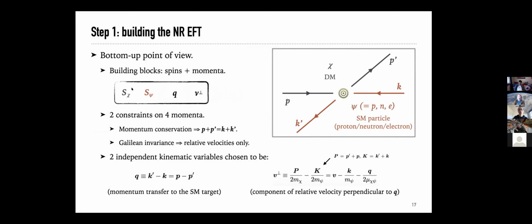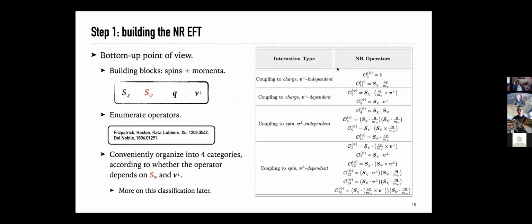And the enumeration of operators at leading order is a solved problem in the studies of nuclear recoils. So I'm just repeating the results here. But conveniently, we can organize these operators into 4 categories, depending on whether they involve the spin of the standard model particle, can be coupling to charge or coupling to spin, and also whether the operator involved the relative velocity V-perp. So this classification is useful because operators in the same category will end up inducing the same types of crystal responses. And I'll talk more about this classification later.